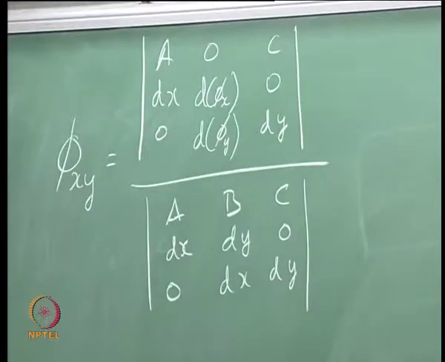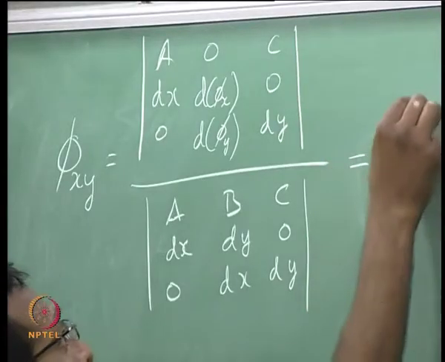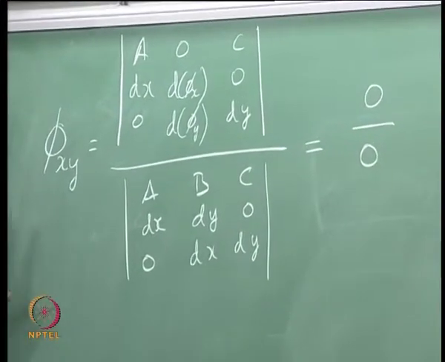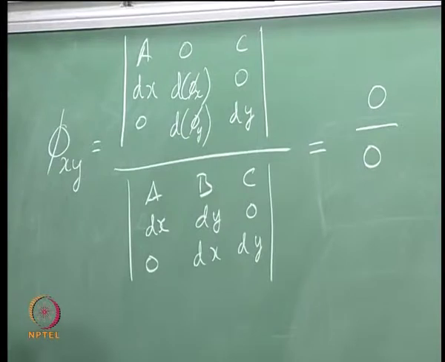Now I have to show that it may so happen that it is 0 by 0 form. If that happens, then my equations can be decoupled. Mathematicians told this, so let us go and try this.